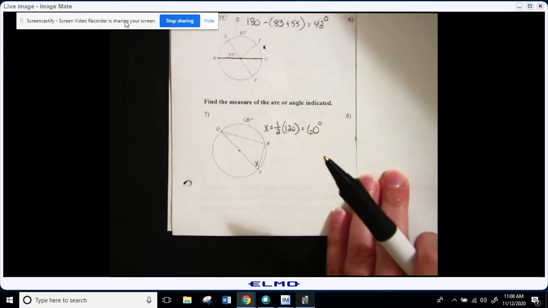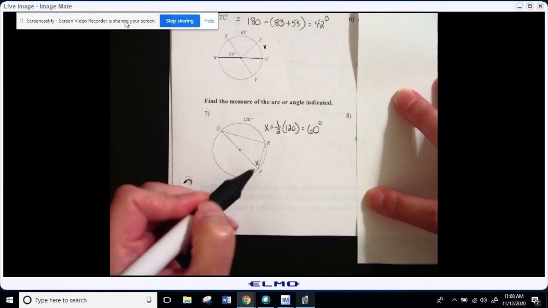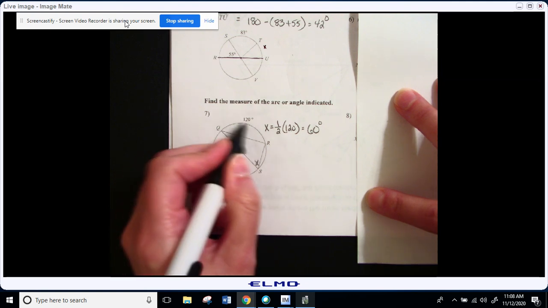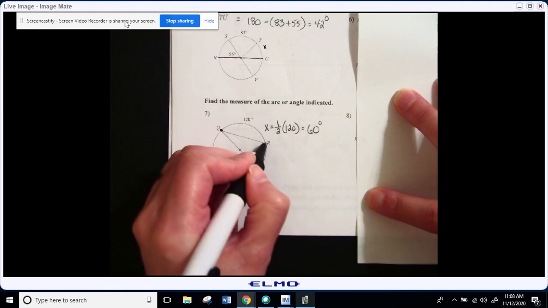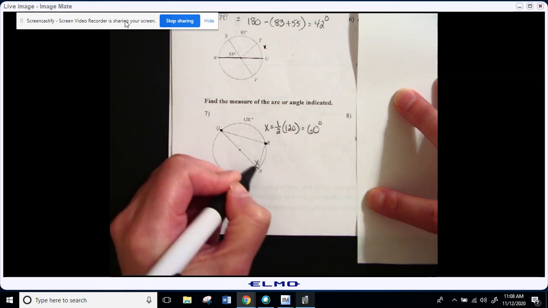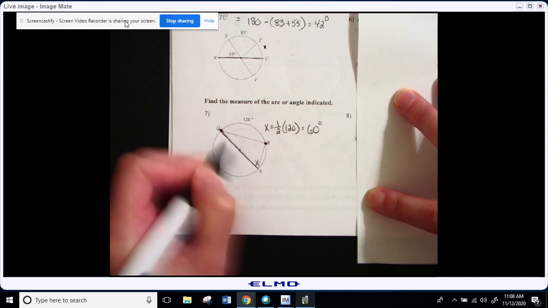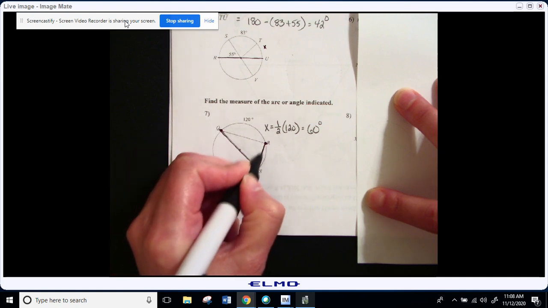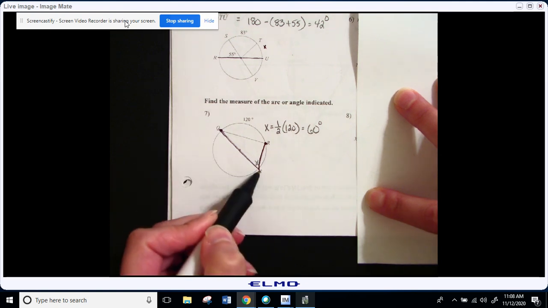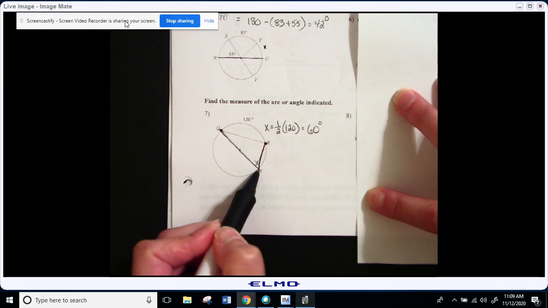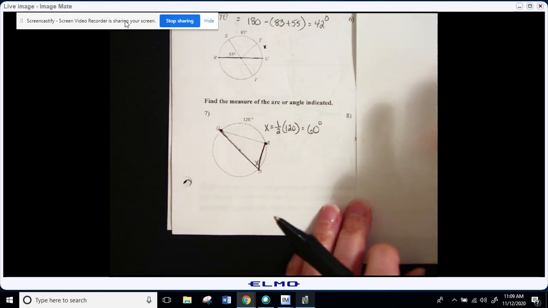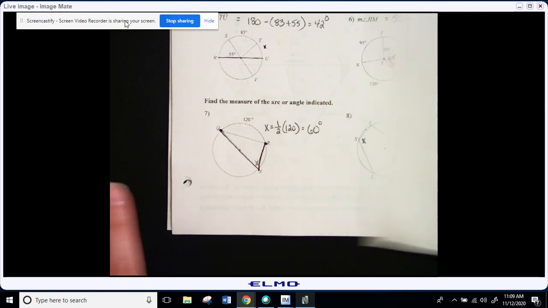Okay, number 7 says find the measure of the arc or the angle that is indicated. So this arc right here is 120 degrees, and it starts here and it ends here. And I have an angle that connects that Q and connects that R. So that angle opens up to this arc. So I'm on the circle, it's going to be half of the arc. So half of 120. The answer is 60. That's one of those inscribed angles.